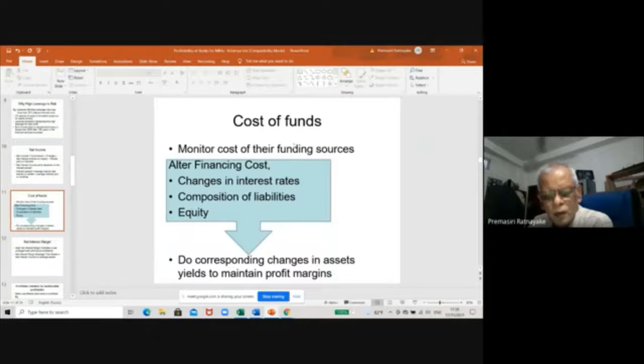Cost of funds. Monitor cost of their funding sources. Alter financing cost, changes in interest rates, composition of liabilities and equity. Do corresponding changes in assets yield to maintain profit margins. So cost of funds for any organization is going to be a materially important concept. So any organization should monitor cost of their funding sources. They could alter financing cost through changes in interest rates and composition of liabilities and equity.